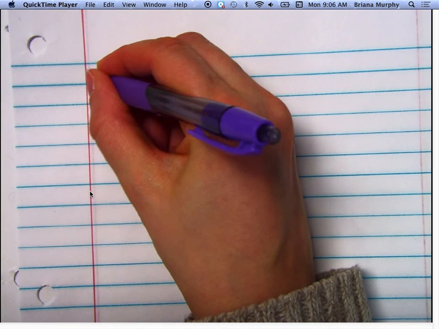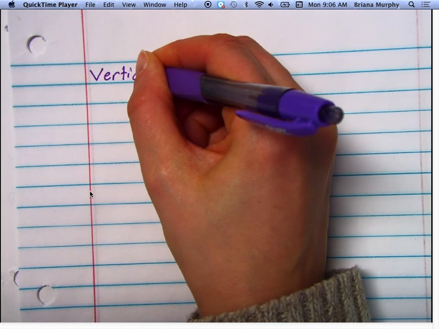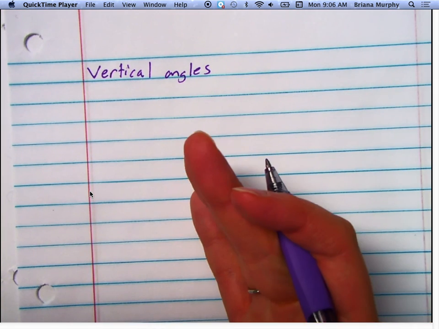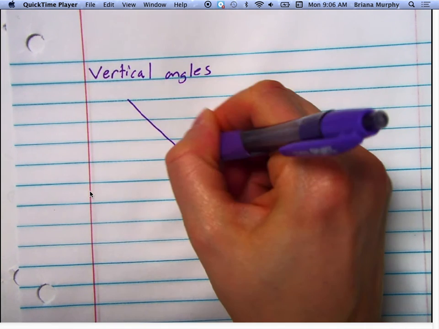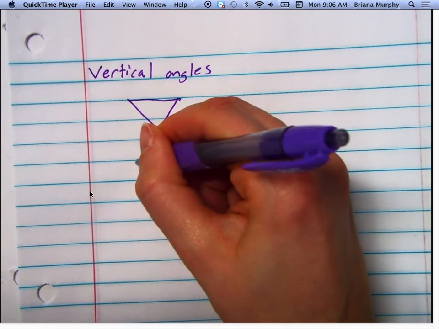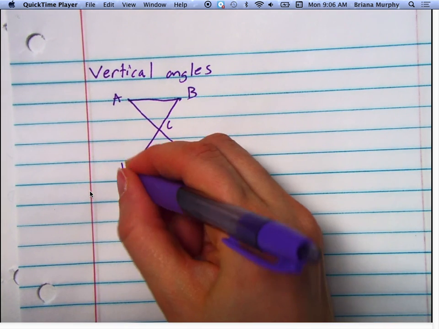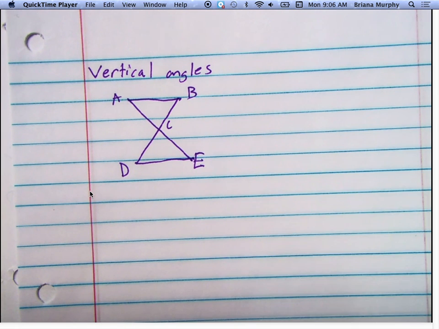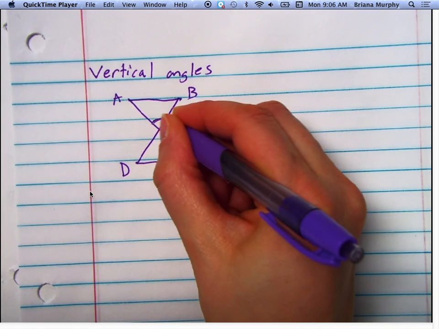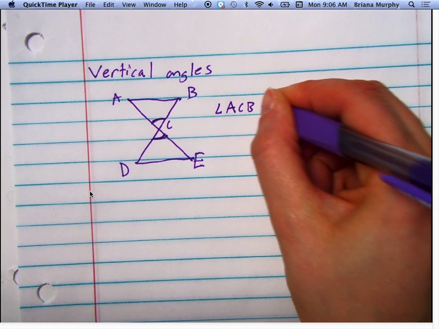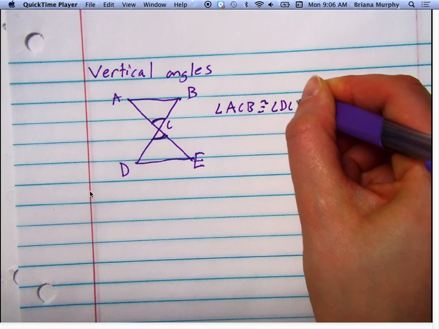I'm going to start with vertical angles. Remember, with vertical angles and dealing with congruent triangles, you're going to see a lot of things that look like this, where we've got triangle ABC and DCE. Because of vertical angles, it makes that bow tie look. So we know right here, these two angles are congruent to each other. We call them angle ACB is congruent to angle DCE.